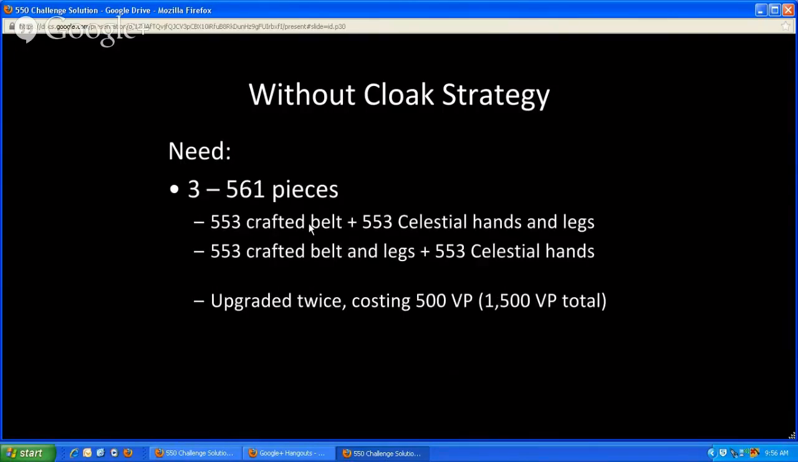You also need to have three 561 pieces to make this build. So what you're looking at is that you have to have the 553 pieces, whether they're crafted or tier, from the Celestials, or if you're able to get into a 10-man normal and you're lucky enough to get a piece there, that will get you to your 561s once you upgrade.